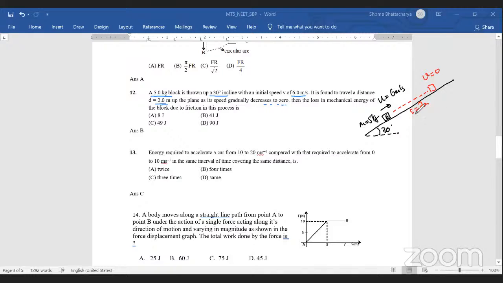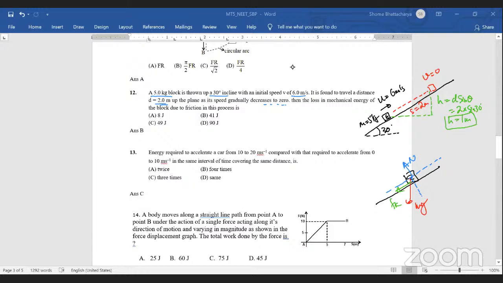Distance or displacement, it's the same thing here. As it covers a displacement of 2 meters, the height through which it moves is going to be d sine theta, so 2 into sine 30, which is 1 meter. So it's going through a vertical height of 1 meter. Now, as it's going up, what are the forces acting on the body? There is mg, there is normal reaction, and there is kinetic friction.